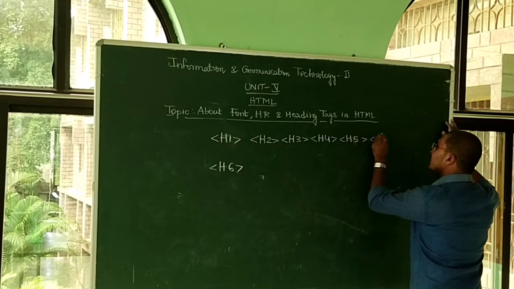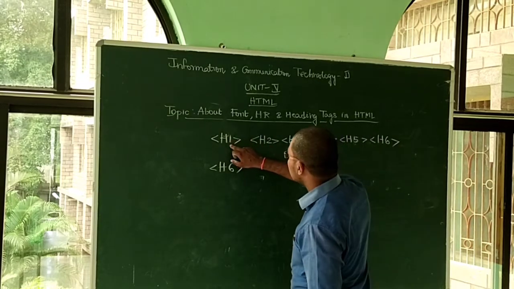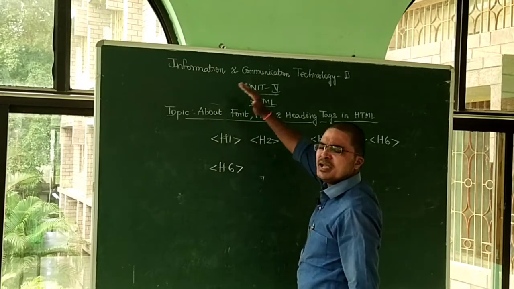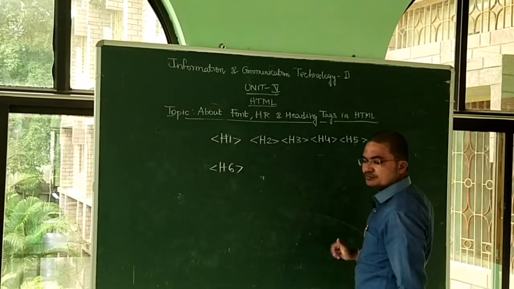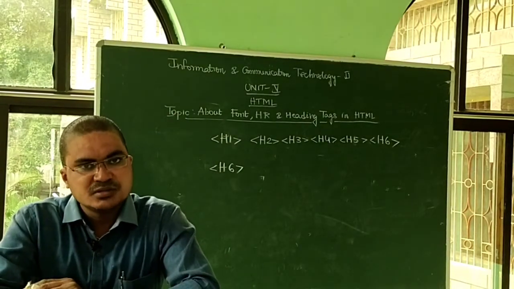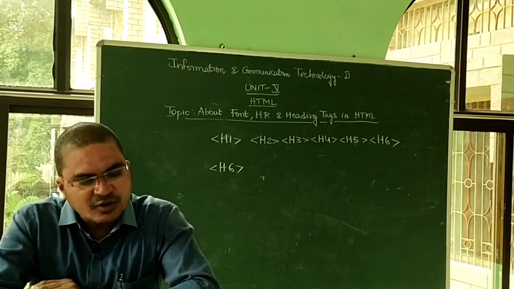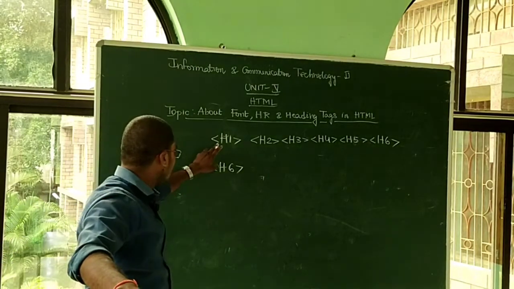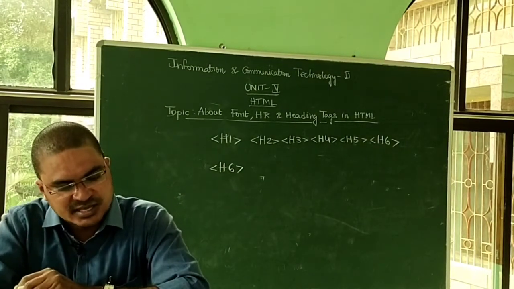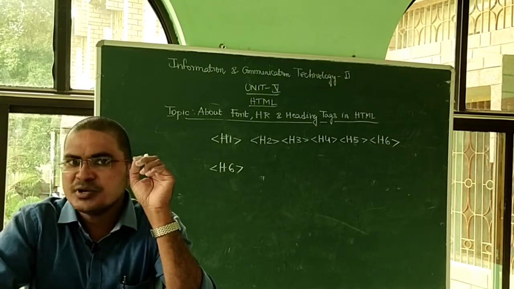There are multiple headings, 6 heading styles are present. According to the heading level, the size decreases. H1 is the maximum and H6 is the minimum. So HTML supports 6 different levels of headings. The highest level header format, highest meaning maximum, is H1, and the lowest level, that is the small size, is H6. All the styles appear in boldface. This is an important notice.